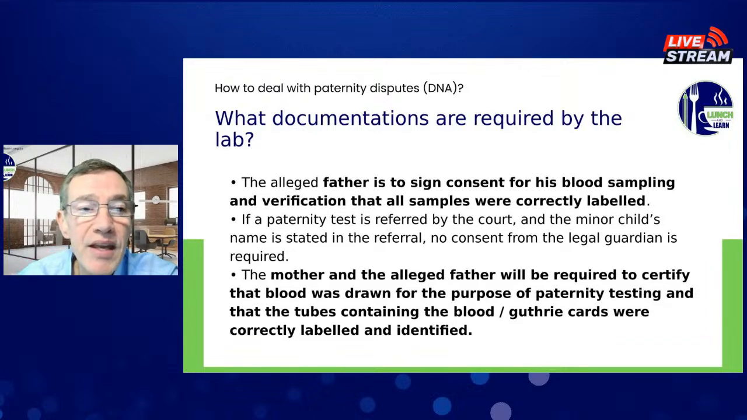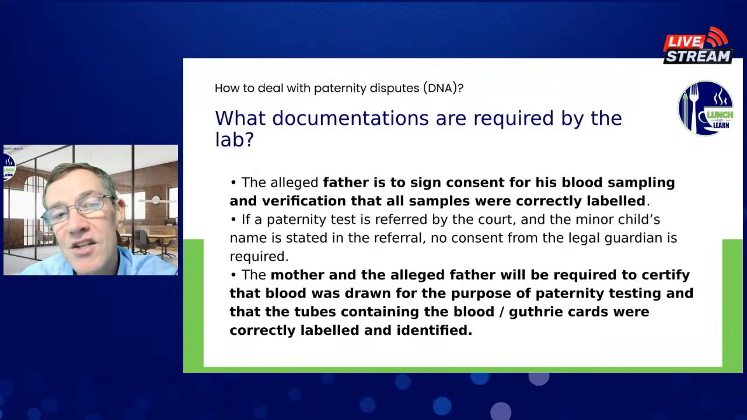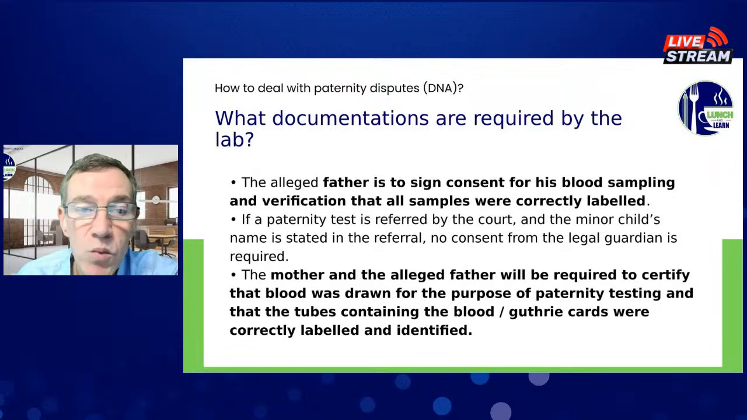The alleged father is also required to sign consent for his own blood sampling, and he also needs to verify that the labels are correct. So again, there is a checks and balances. There's a control system where both parties need to check up on the other one to say, but it is the correct samples that were taken.